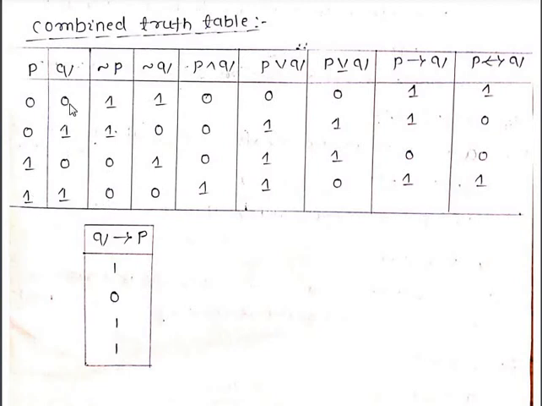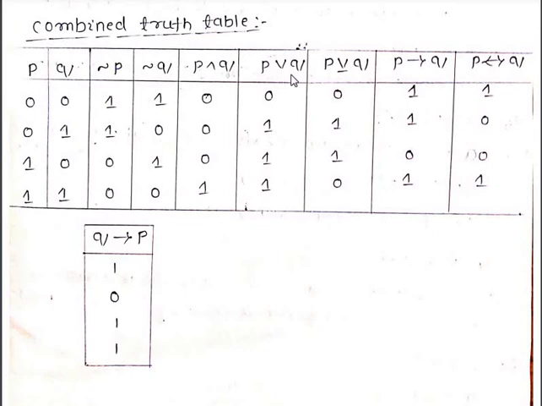Negation of Q, same thing. If it is 0, the answer will be 1. If it is 1, the answer will be 0. 0 gives 1, 1 gives 0. P conjunction Q works like multiplication. Now let us check. 0, 0 will give you 0. 0, 1 will give you 0. 1, 0 will give 0. 1, 1 will give you 1.